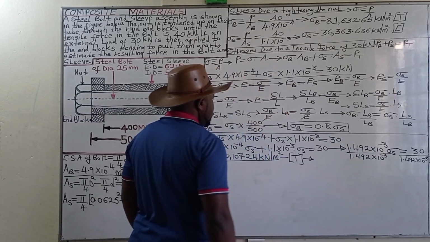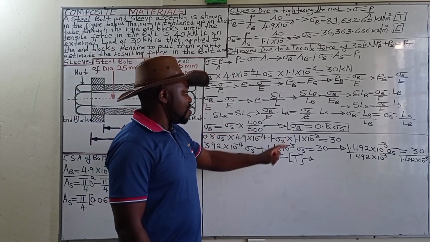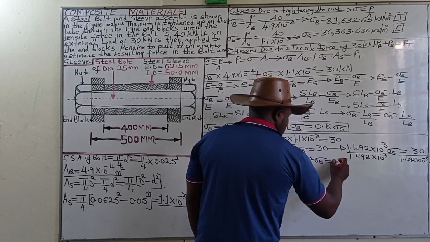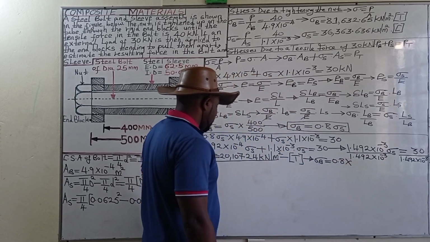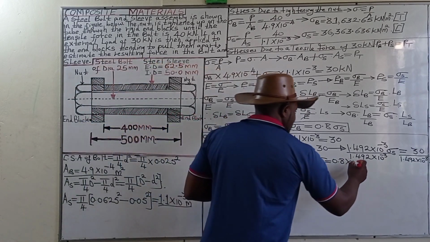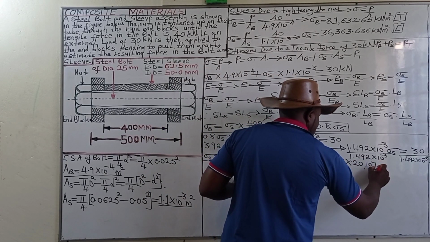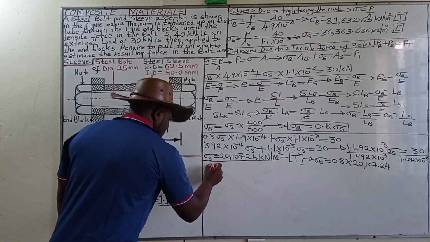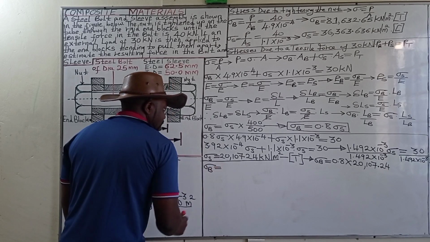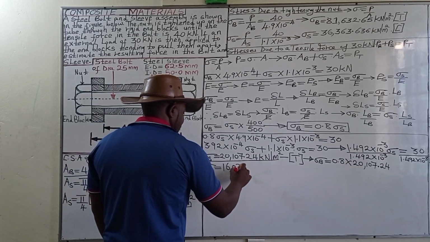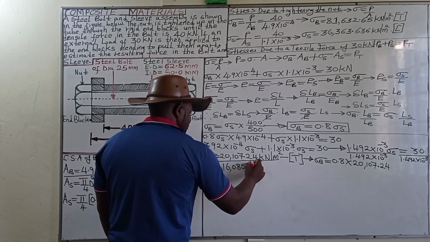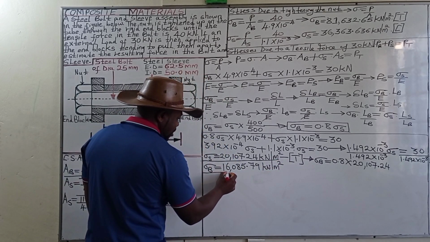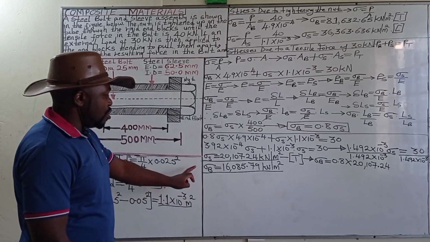On the other hand, the stress in the bolt will be equal to 0.8 times the stress developed in the steel, which is 20,107.24 kilonewtons per square meter. And that is going to give us a stress of 16,085.79 kilonewtons per square meter. So that is the stress that will be developed in the bolt.